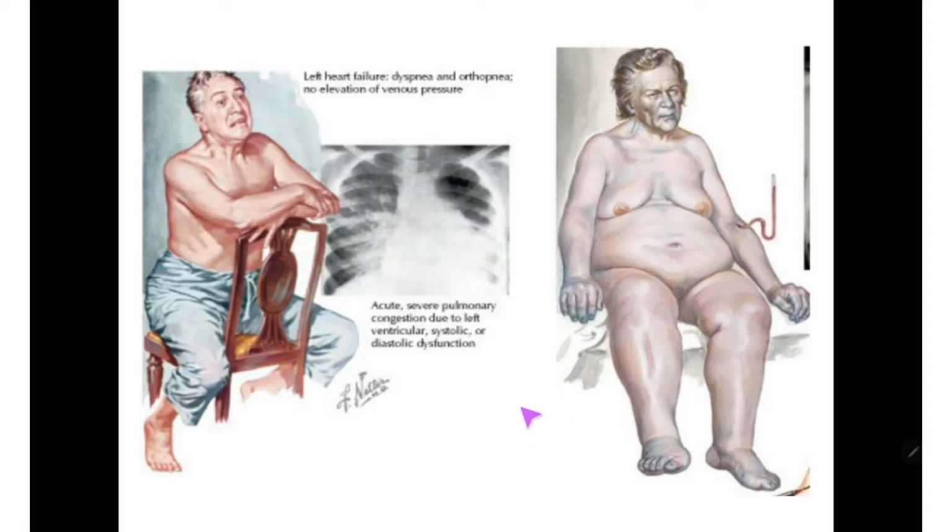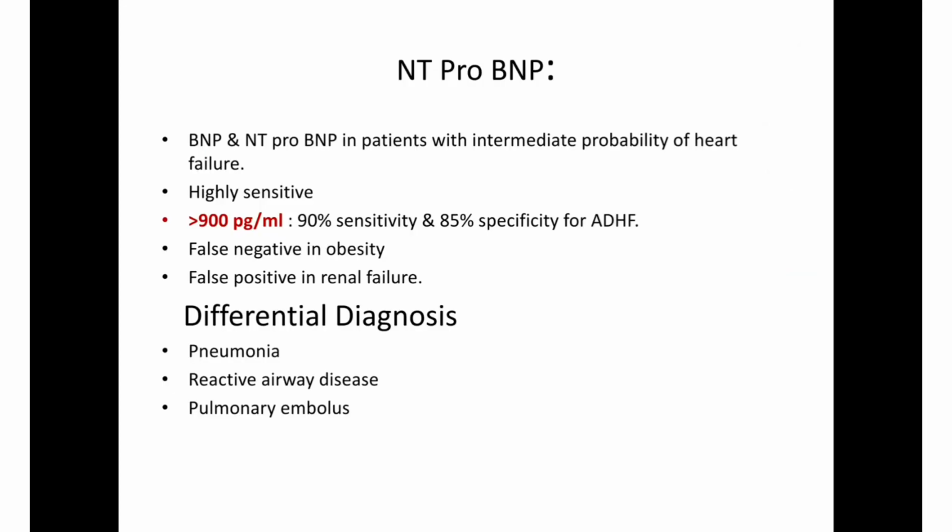Here is a picture demonstrating left heart failure. The patient comes with dyspnea and orthopnea, there is no elevation of venous pressure, and there is acute severe pulmonary congestion due to left ventricular systolic or diastolic dysfunction. As we see in this patient, he has edema in his foot, and he is upright. This is what the patient looks like. These were the four classifications.